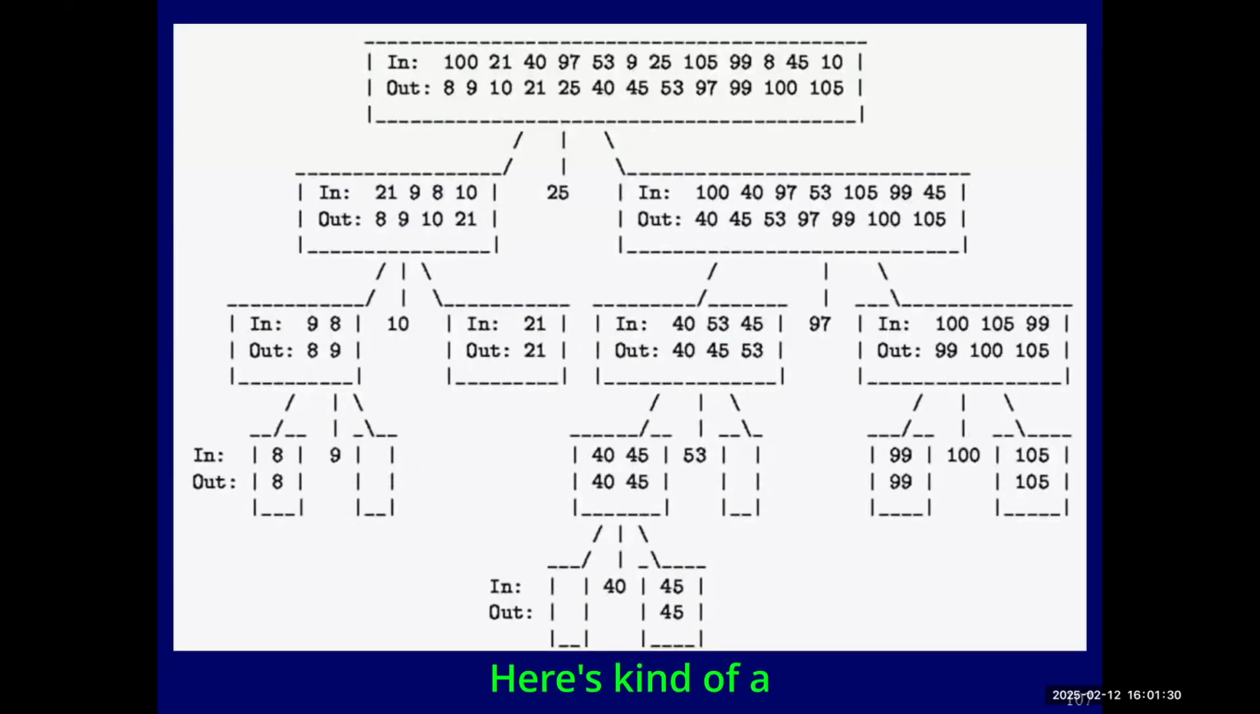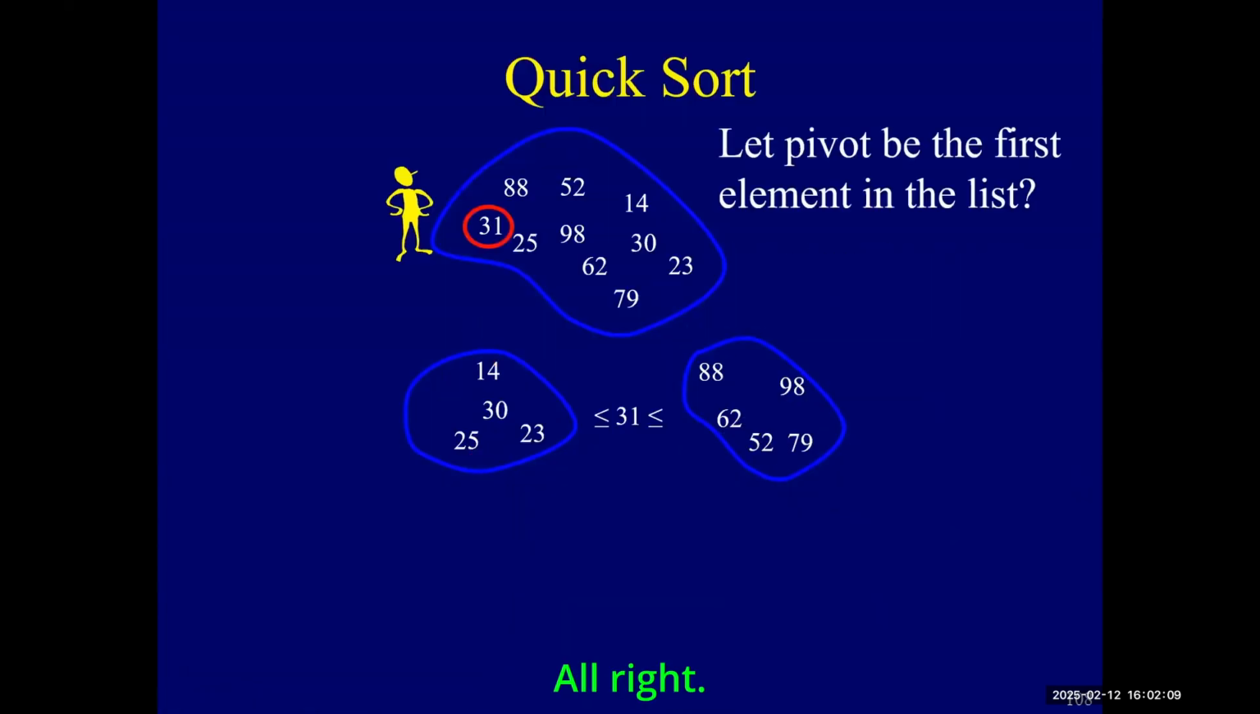So here's a tracing of it. I made this before the days of PowerPoint. Here's the input, and we choose a pivot 25, and so these are the numbers smaller than 25. These are the numbers bigger than 25, and then we recurse on this. Everybody understand this picture? So I call it on this list, and then this call partitions based on 10, and then this one partitions based on 9.